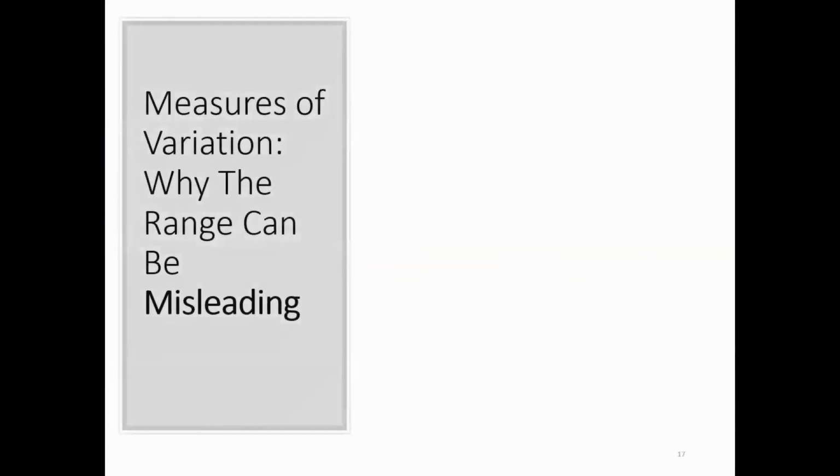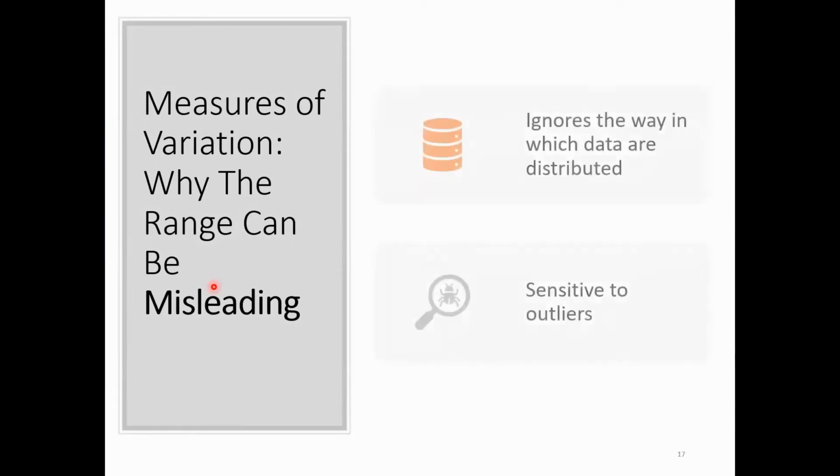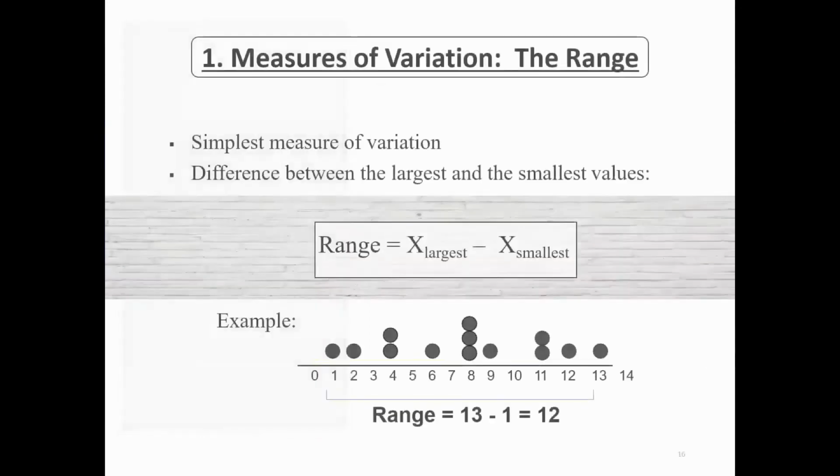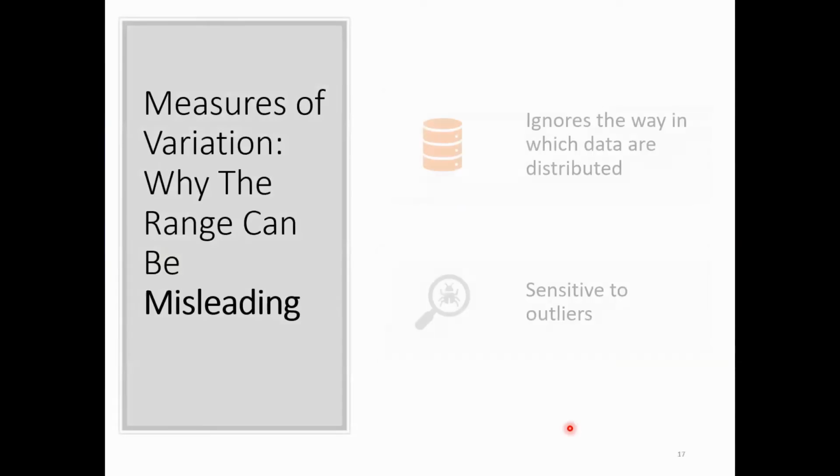But if you notice, there's a small problem, because the range can be misleading. Why is that? Because the range actually ignores the way in which data are distributed. If you notice in the previous slide, you don't actually consider the distribution here, right? There are 3 8s, there are 2 4s, there are 2 11s, but the range does not incorporate all of that into this value. So that is why we say that it's misleading. It ignores the way in which data are distributed.